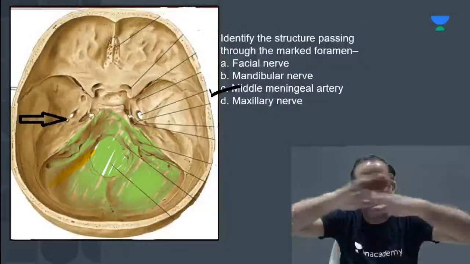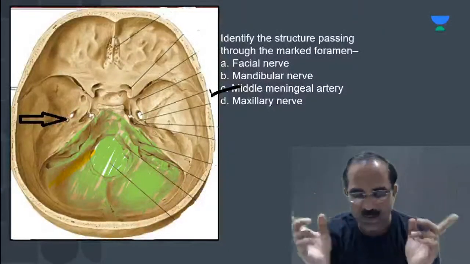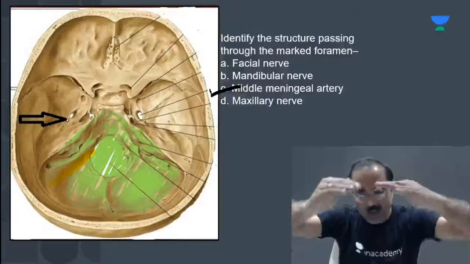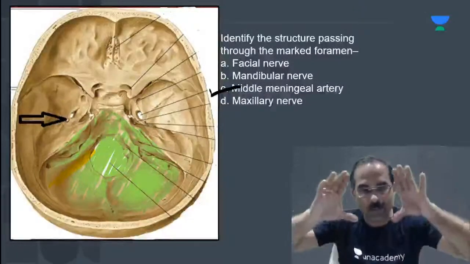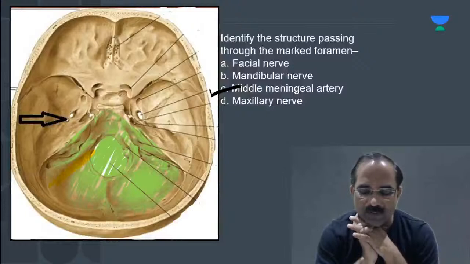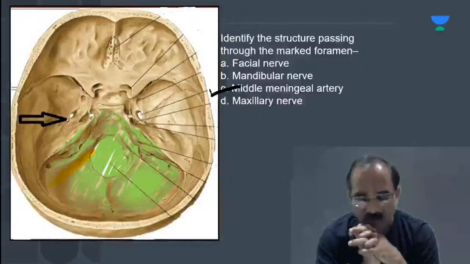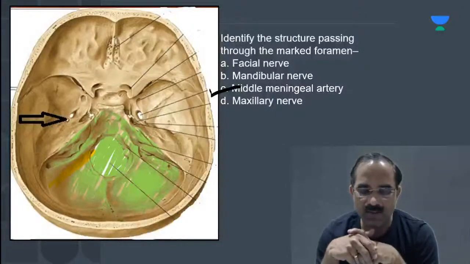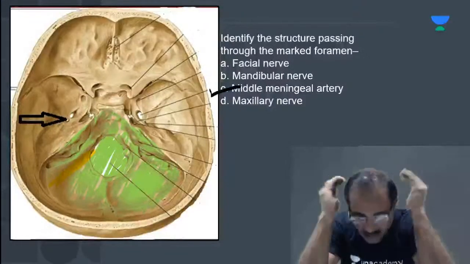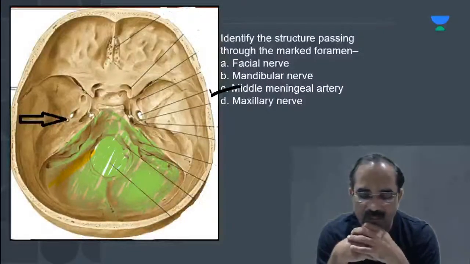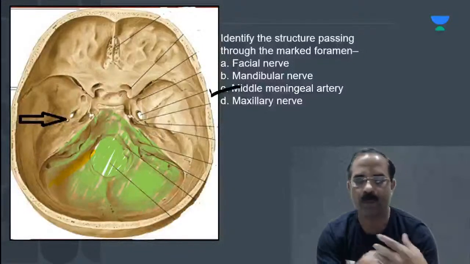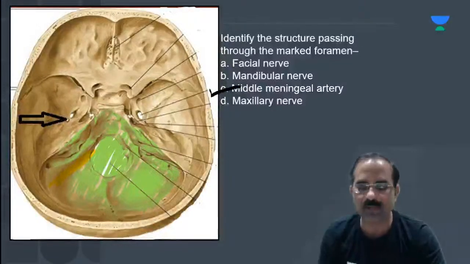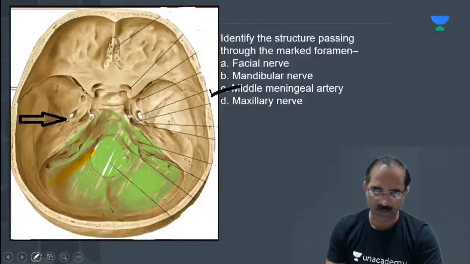And what is this fold of dura mater known as? No, Rishi, no. It separates the occipital lobe of the cerebrum from the cerebellum. Anyone? What is that known as? This is acting as a tent for the cerebellum. Yes, that's the tentorium cerebelli. It acts as a tent for the cerebellum. Perfect.